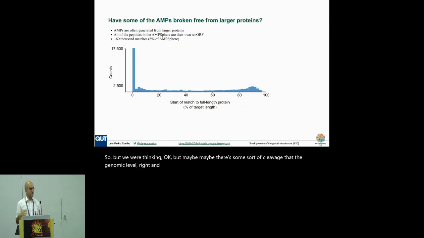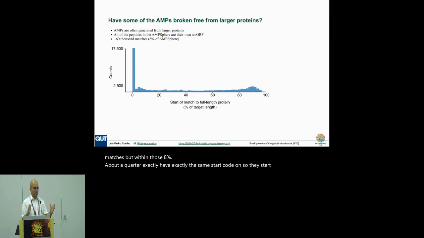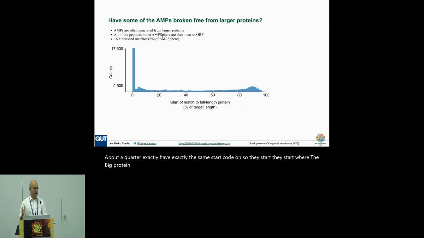And so to test this, we first of all aligned our short peptides against a catalog of full-length proteins. And what we saw is that we got about 8% matches, but within those 8%, about a quarter have exactly the same start codon. So they start where the big protein starts, and then somehow something happens, and there's a stop.